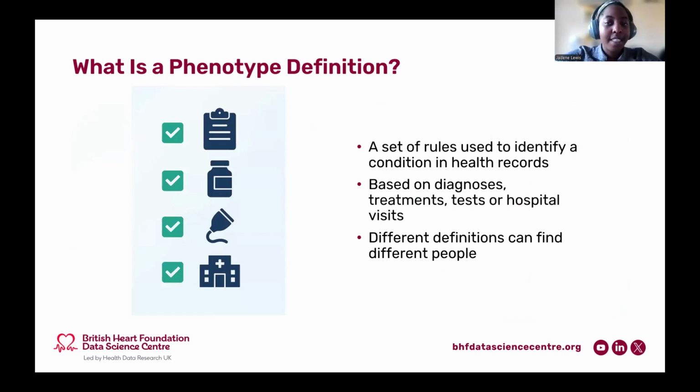When we work with health data, we can't ask patients directly whether they have heart failure. Instead, we rely on what's recorded within healthcare systems. These include things like diagnosis codes, medications, test results, or records for hospital admissions. The term phenotype definition is simply the rule book which tells us how we combine that information to decide who is included in a study, which is very important for researchers. For example, one definition could include anyone with a heart failure diagnosis recorded by their GP, but others might require further evidence from tests or hospital admissions.